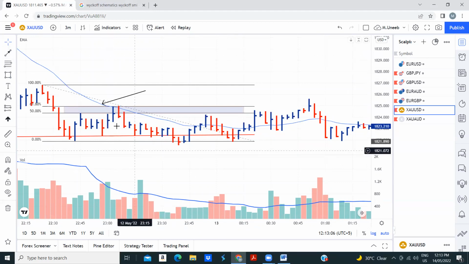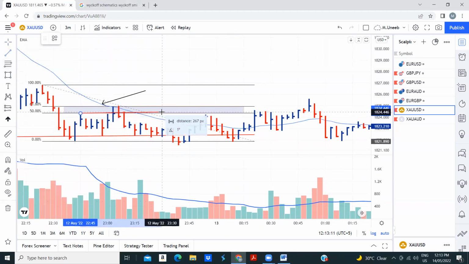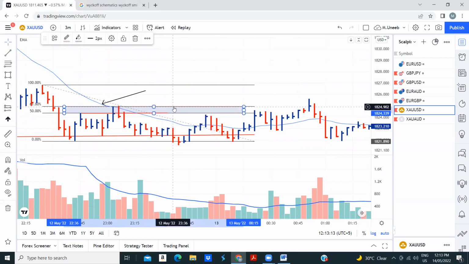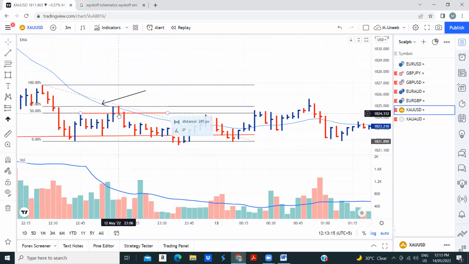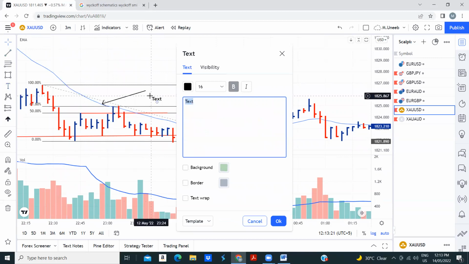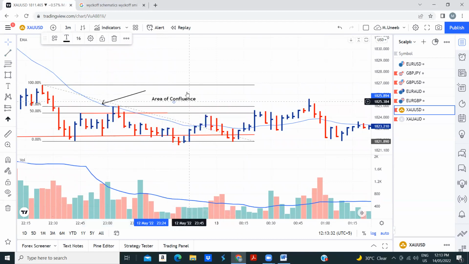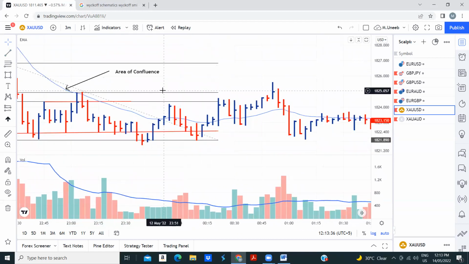And then what happened? The third one, what was the third context here? If you draw a minor support line right over here, this is what? Upthrust, am I right? Yes. So we have all three confluence. We call this area the area of confluence, where you have multiple factors to go long or short. Area of confluence. I think I told you before, right?